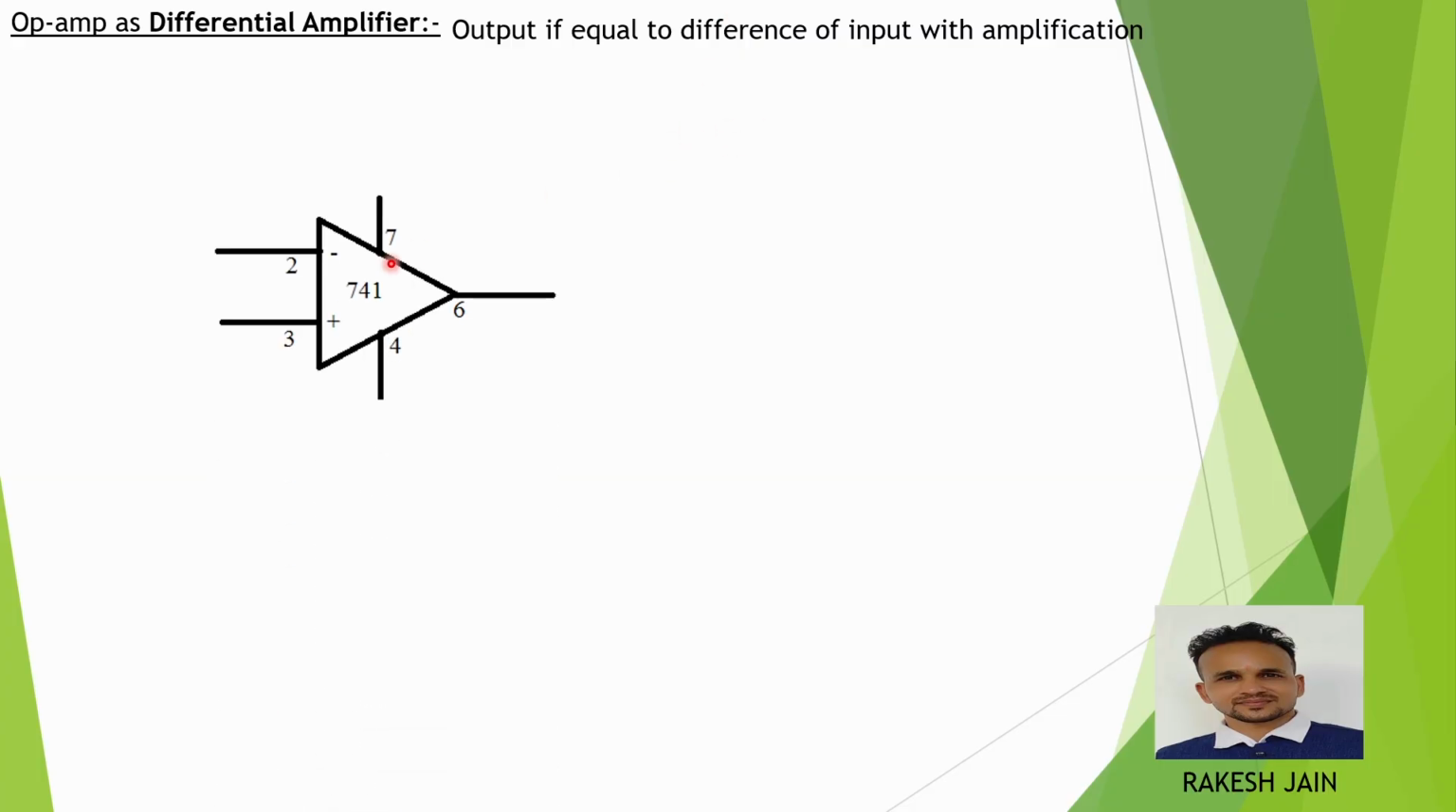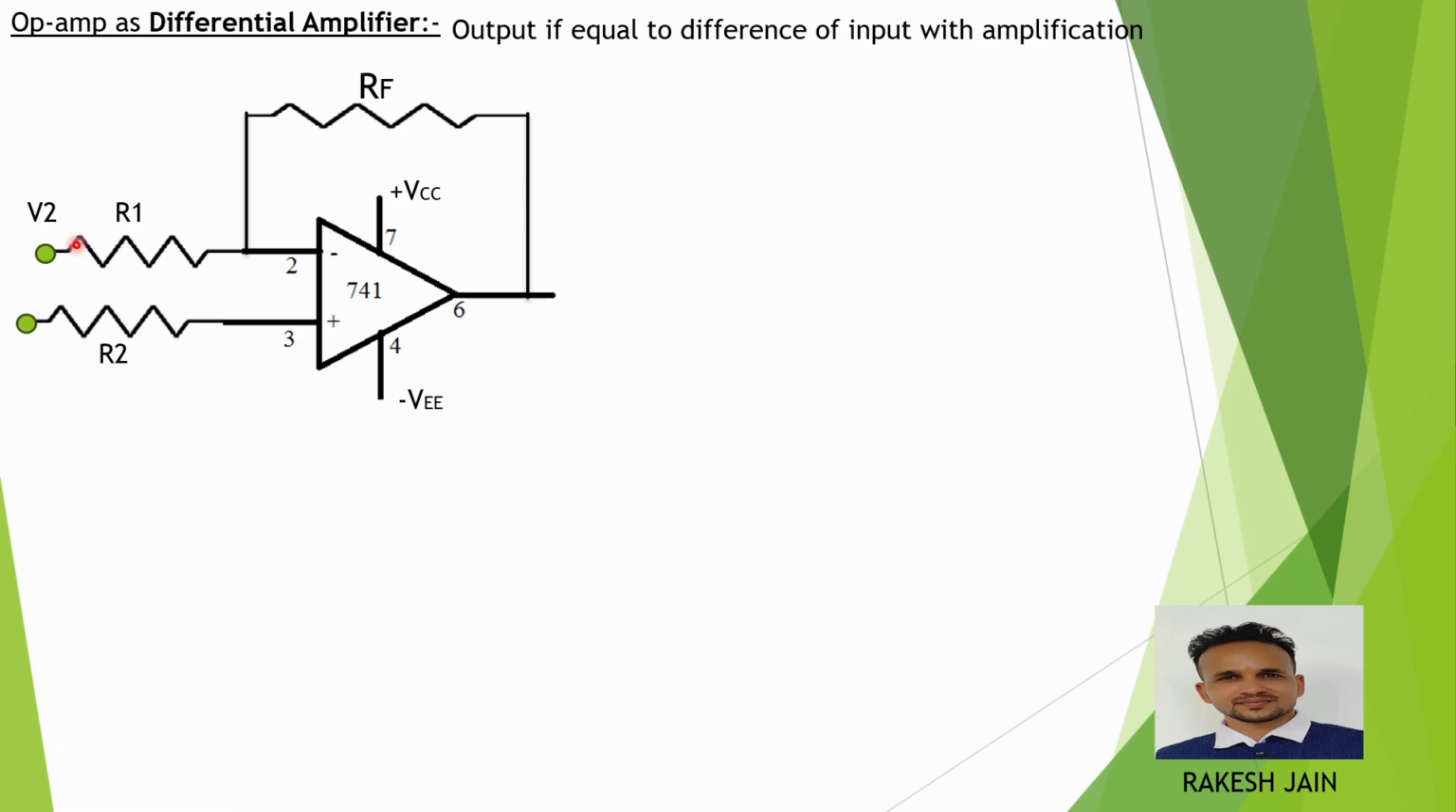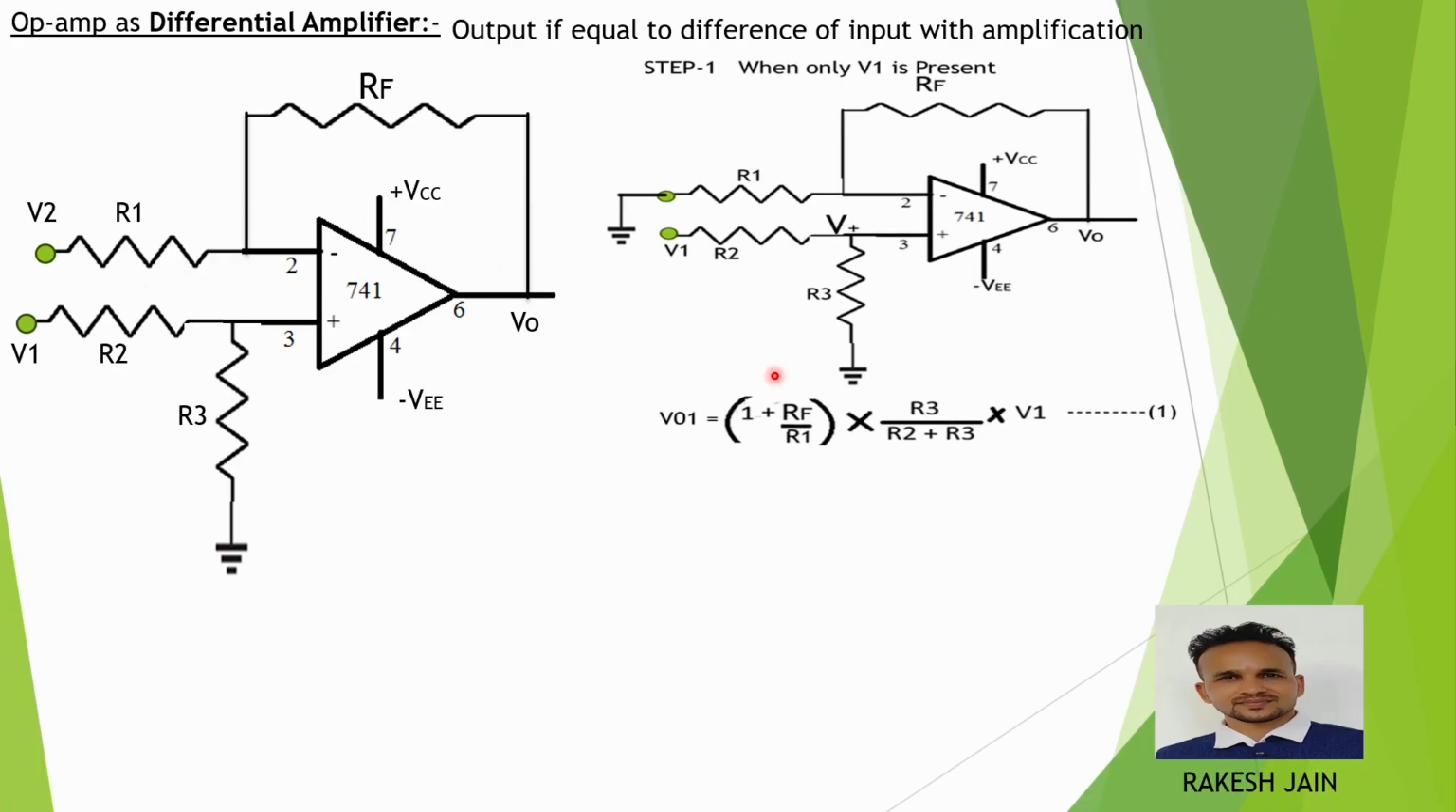Now see the same circuitry. Here I use pin 7 with plus VCC, pin 4 with minus VEE. The same subtractor circuit I am going to draw. RF is connected between second number pin and 6th number pin. Series resistance R1 is connected and the supply voltage is V2. Let third number pin be connected to the R2 resistance. Supply voltage is V1. One terminal of third number is connected to ground via a resistor R3 and let the output voltage be V0. So this one is the same diagram which I drew earlier in the case of subtractor, but with a minor change we can use it as a differential amplifier.